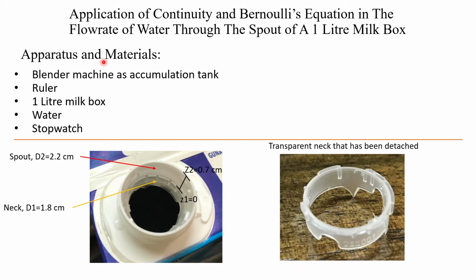These are the apparatus and materials used in the experiment. Firstly, the blender machine, ruler, 1 liter milk box, water as our working fluid, and stopwatch. So here is a figure of the spout and also the neck, and we can see that it has different diameters, and they are labeled as D2 and D1 respectively. So here Z1 is equal to 0 because it is our datum point, and Z2 is at an elevation of 0.7 centimeters. And here we have a picture of the transparent neck that has been detached from the milk box.